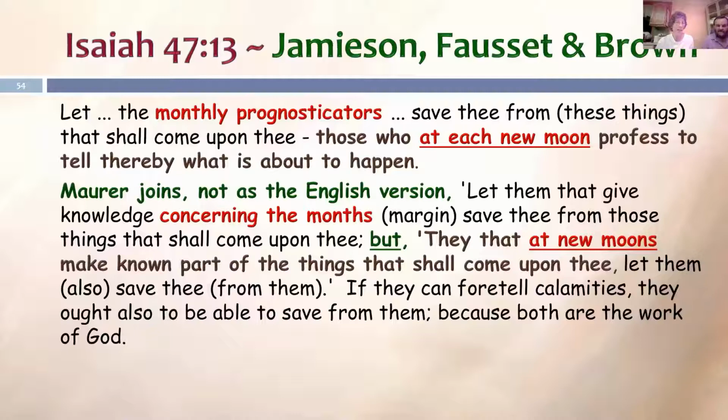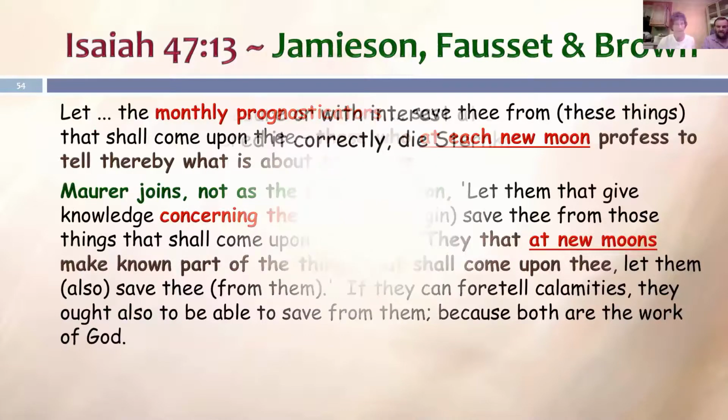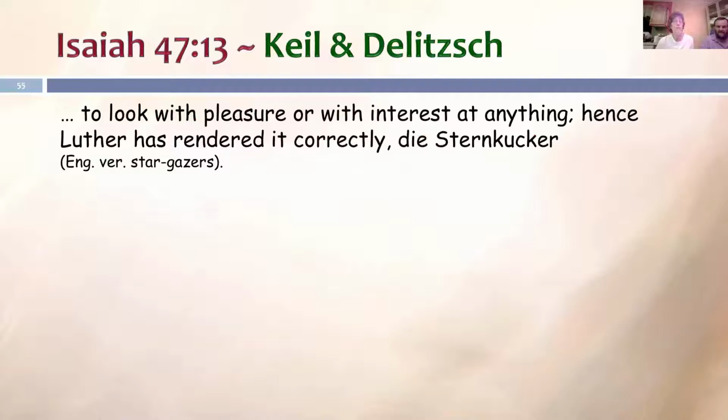Let them that give knowledge concerning save thee from those things that shall come upon thee. But they that at the new moons make known part of the things that shall come upon thee, let them also save thee from them. If they can foretell calamities, they ought also to be able to save from them, because both are the work of God. All right.